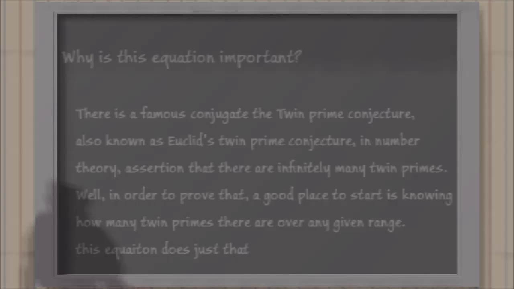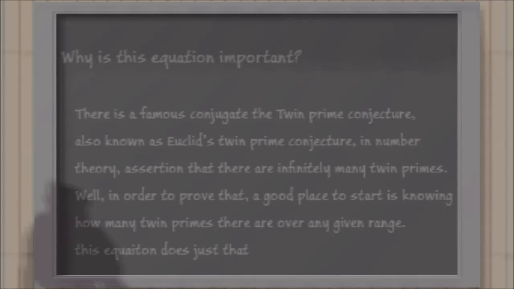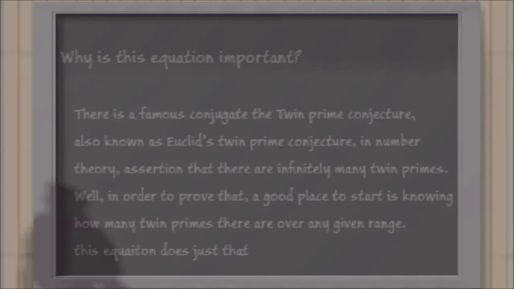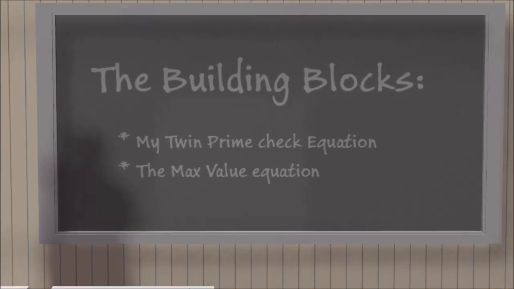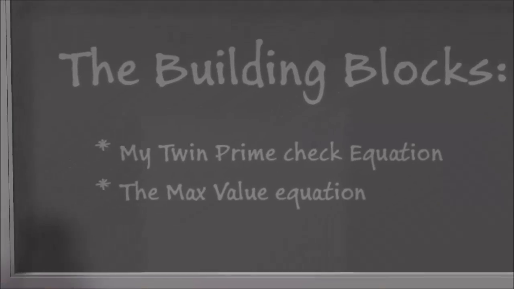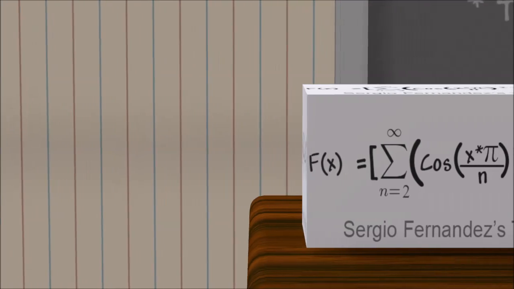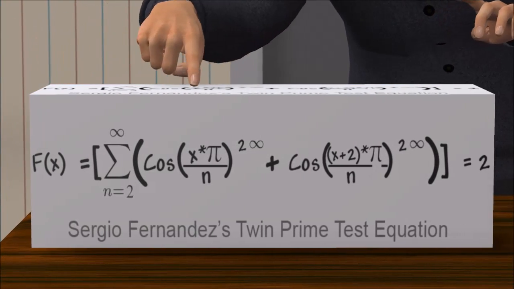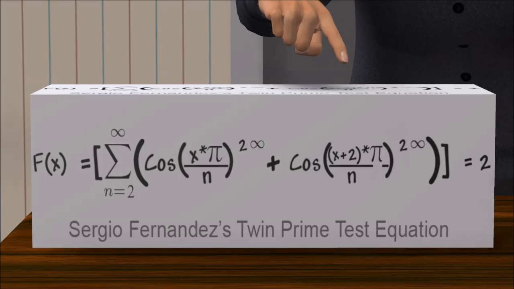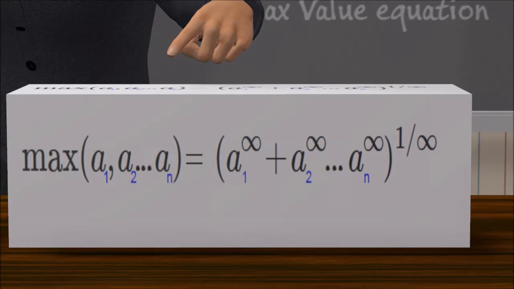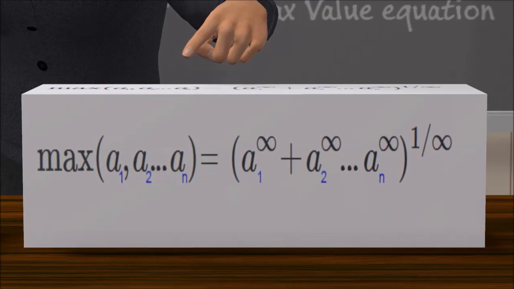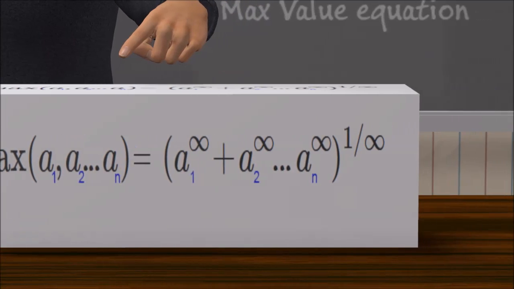Also, besides the twin prime conjecture, there are other conjectures out there based around the twin primes. So this has some useful values in trying to solve those other problems. Okay, so these are the building blocks that I'm going to use to make this equation. The first equation I'm going to use is my twin prime test equation. And the other equation I'm going to use is my max value equation.